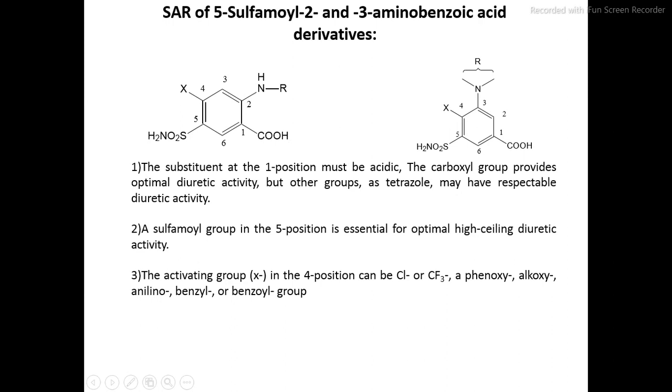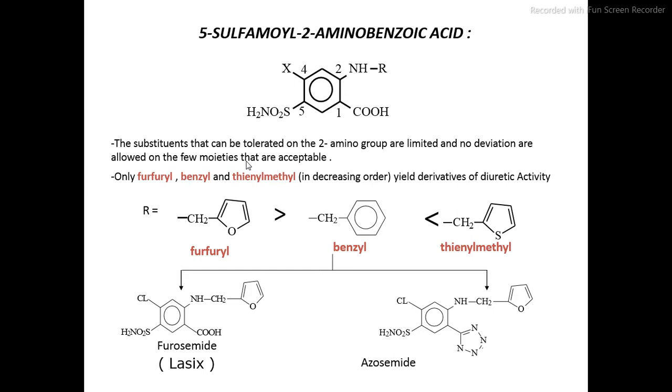Then the activating group, that is X, at the 4th position, can be chloride, trifluoromethyl, or phenoxy, alkoxy, aniline, benzyl or benzoyl group. They are considered at the 4th position. And now let us see 5-sulfamoyl 2 amino benzoic acid. Few substitutions can be tolerated on the 2 amino group and they are limited. No deviations are allowed on the few moieties that are acceptable.